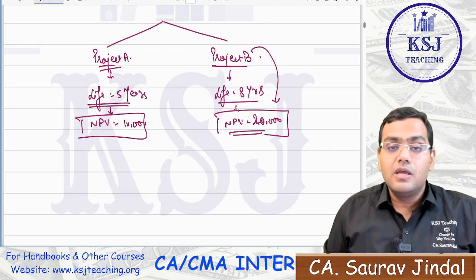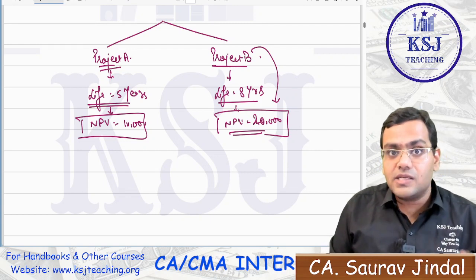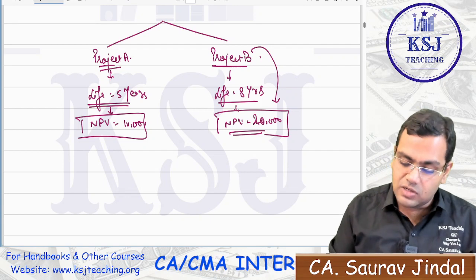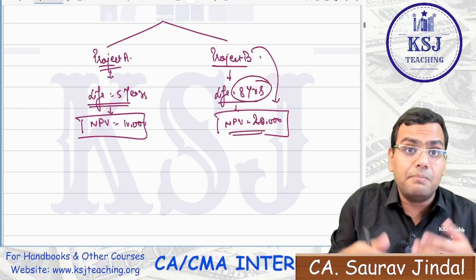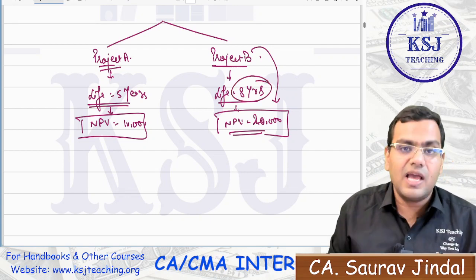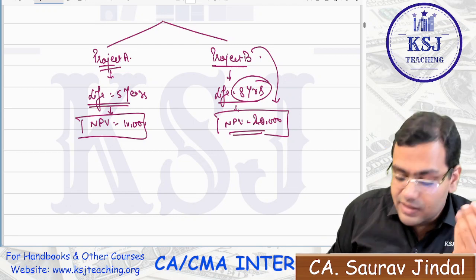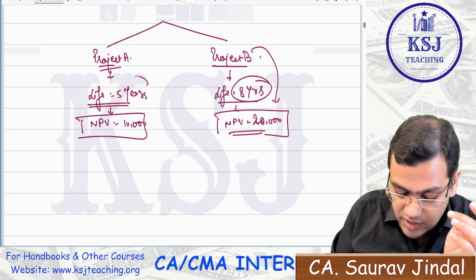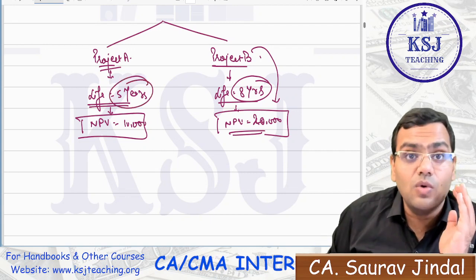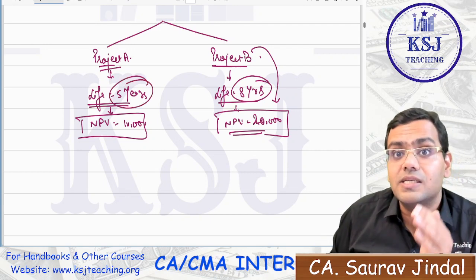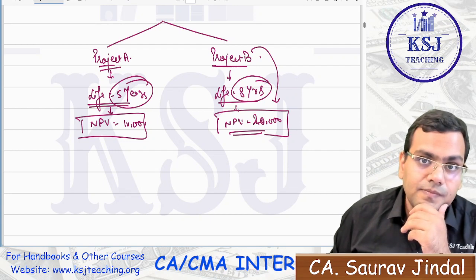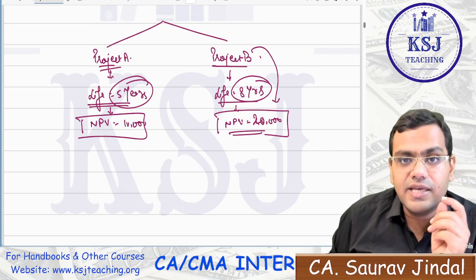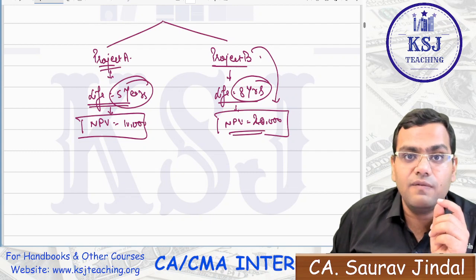Very simple. No, this comparison is absolutely wrong. Why? Because this project is running for more number of years. It will obviously have more cash inflows. This project is going to have cash inflows for the next 8 years, and this is going to have for 5 years. Then how can you compare which project is better, right? So in this case, what we do is we calculate equivalent NPV.